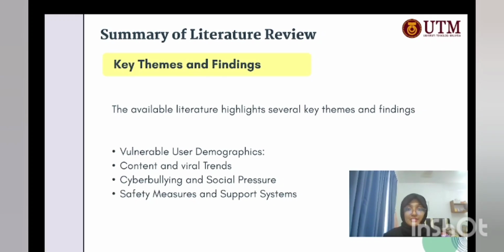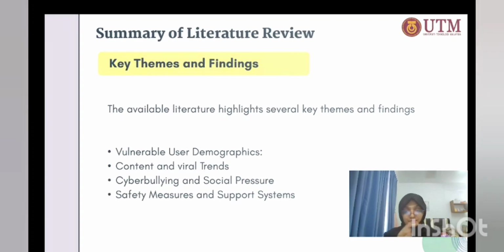This one is the summary of literature review, the key themes and the findings. The available literature highlights several key themes and findings which are vulnerable user demographics, content and viral trends, cyberbullying and social pressure, then safety measures and support system.